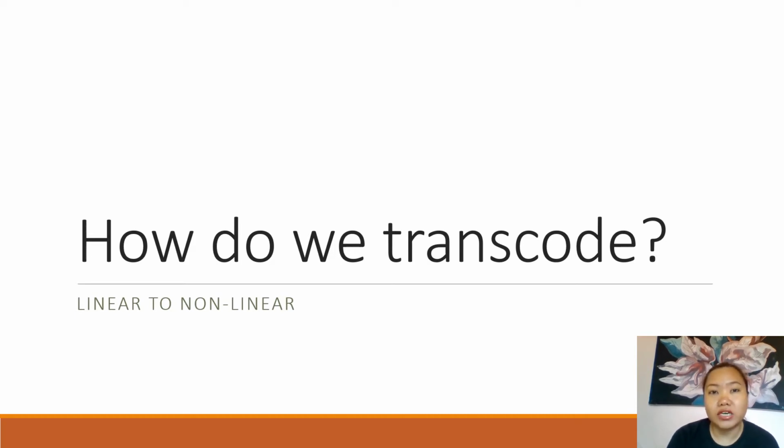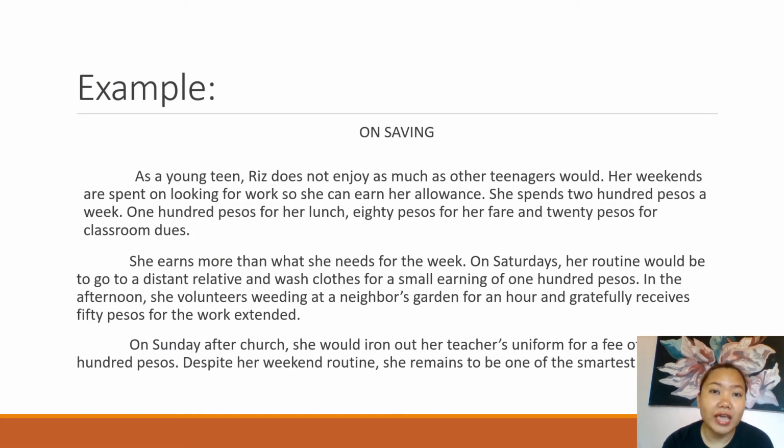We will start with how to transcode linear. When you say linear, that's paragraph form. How do we transcode or change paragraph form into a nonlinear form, or change it into either charts, graphs, or tables? Let's have an example first. I have here a paragraph, so let's read it together.